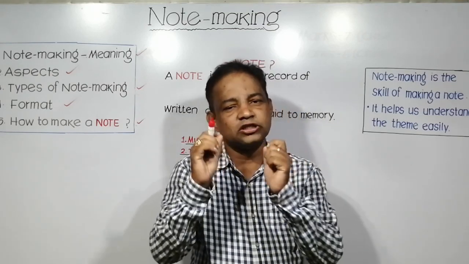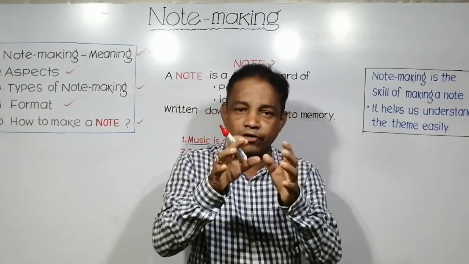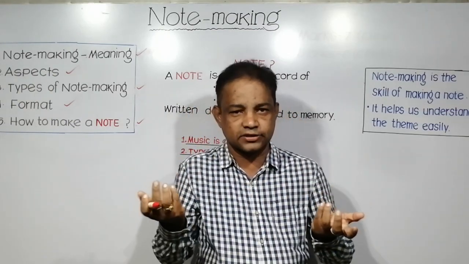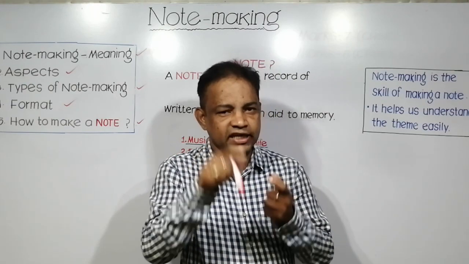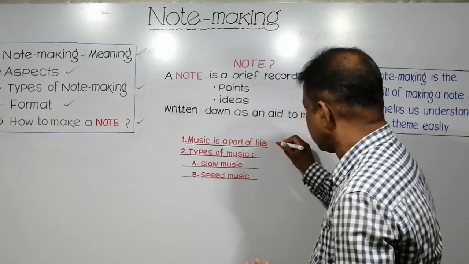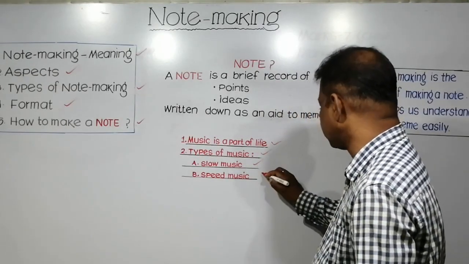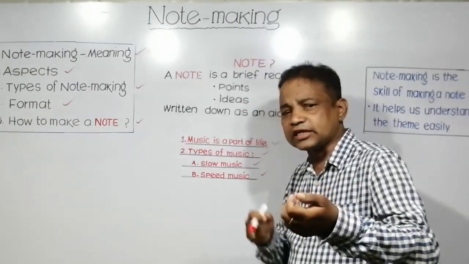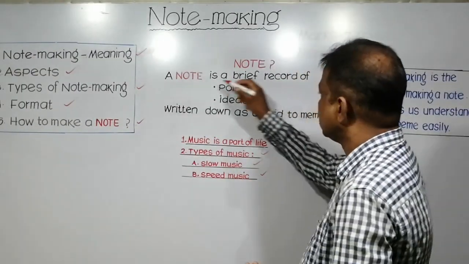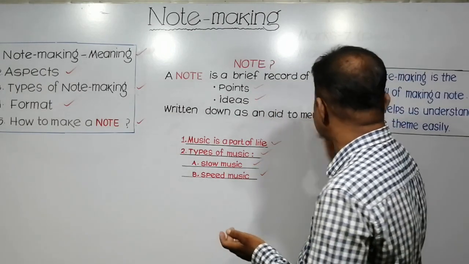I'm sure no. You have recorded some important points extracted from my passage. Do you know what those important points are? Yes, I would like to show them. These are: you have recorded music is a part of life, types of music, slow music and speed music. Now you got the definition of note. A note is a brief record of points and ideas written down as an aid to memory.